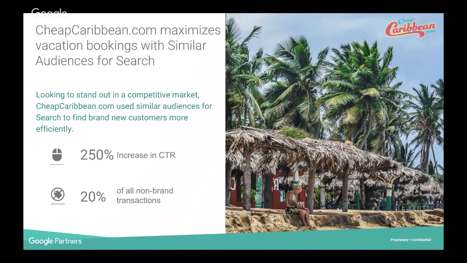This is another example with Cheap Caribbean that maximized vacation booking with similar audiences for search, with a really good and positive increase in click-through conversions and 20% of all non-brand transactions. Really important, especially in such a competitive market.